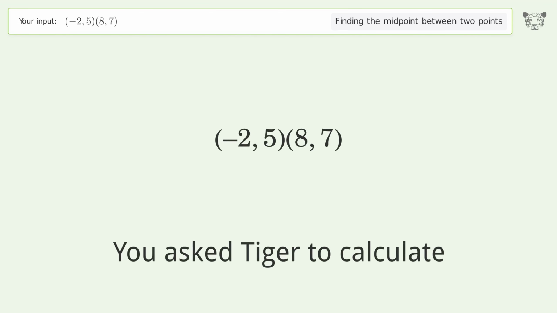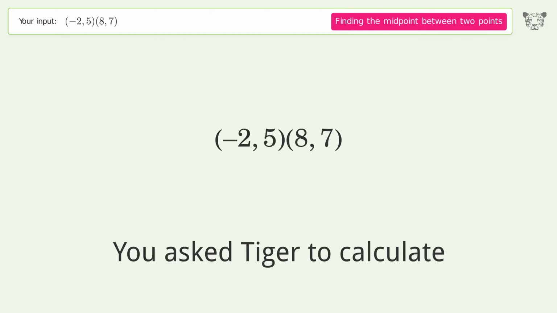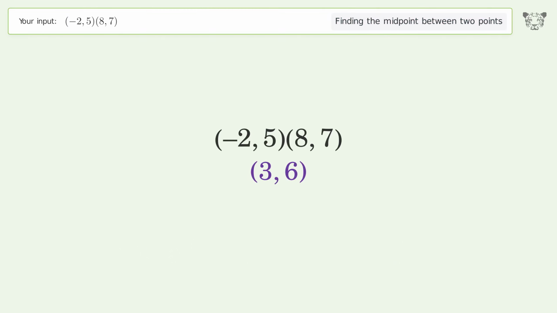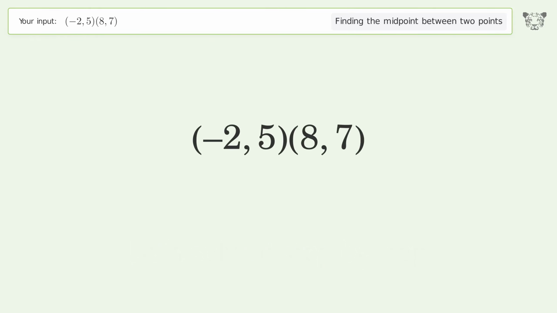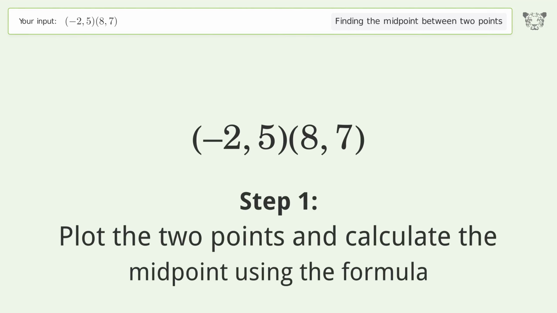You ask Tiger to calculate. This deals with finding the midpoint between 2 points. The midpoint between the 2 points is 3, 6. Let's solve it step by step. Plot the 2 points and calculate the midpoint using the formula.